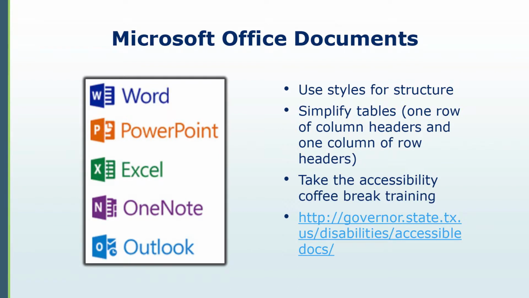Also, tabular data. We have seen tables that can be visually confusing to people with an intellectual disability or just the general public that have multiple rows of column headers. And the recommendation that we give you is to keep your tables simple. And if you're going to use a complex table, you might want to break it into more than one table to convey the same information.